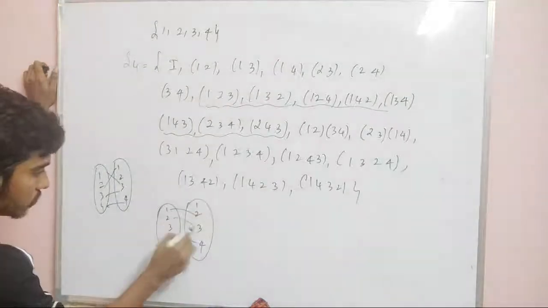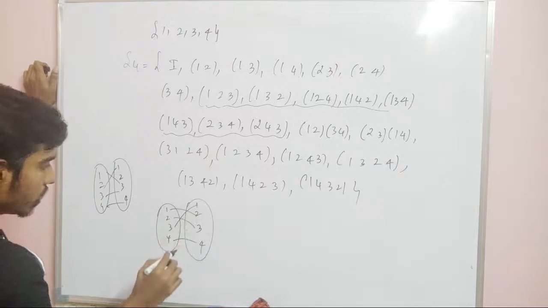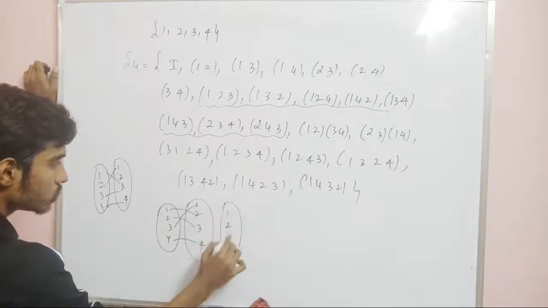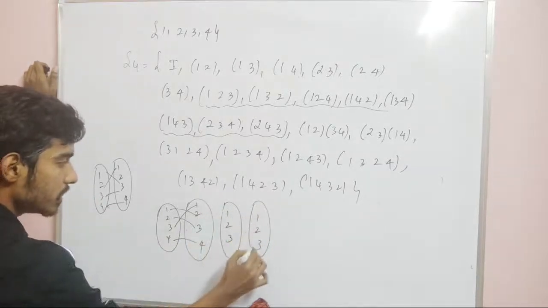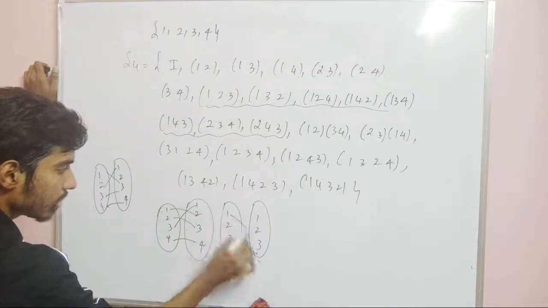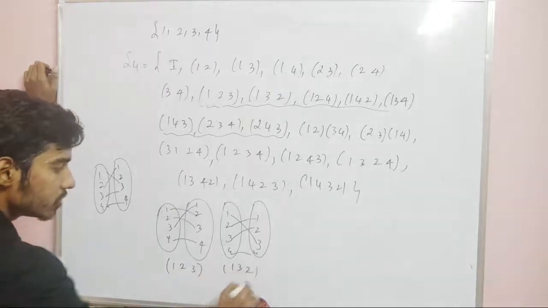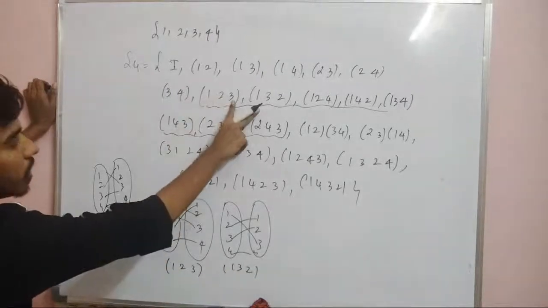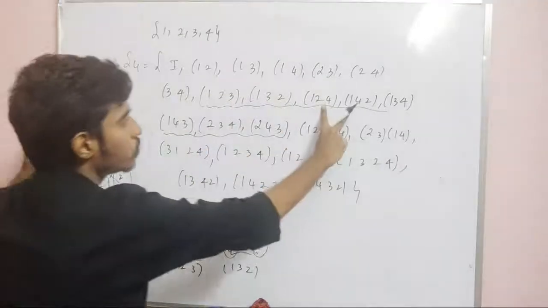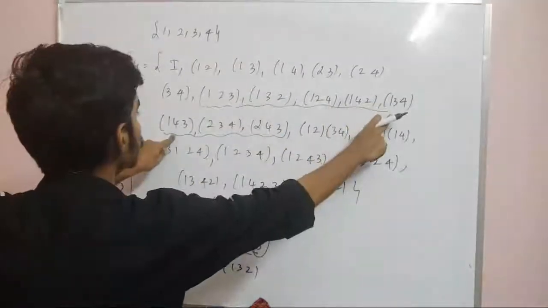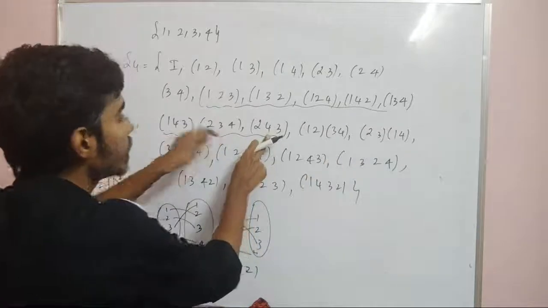1 goes to 2, 2 goes to 3, 3 goes to 1. Since 4 is fixed, I can go 1 2 3, 2 to 1, 3 to 2. So I can define 1 2 3 and 1 3 2. If I fix 4, and again you fix 3, you will have these 2. You fix 2, you will have these 2. You fix 1, you will have these 2.